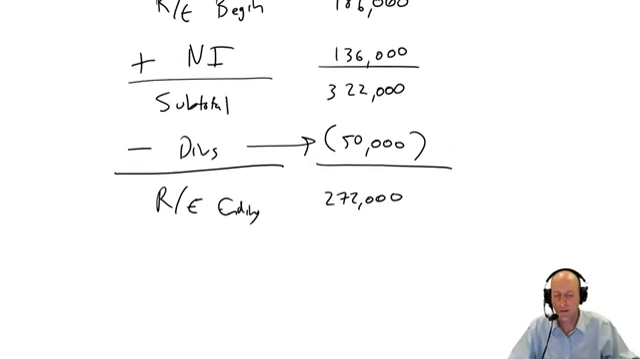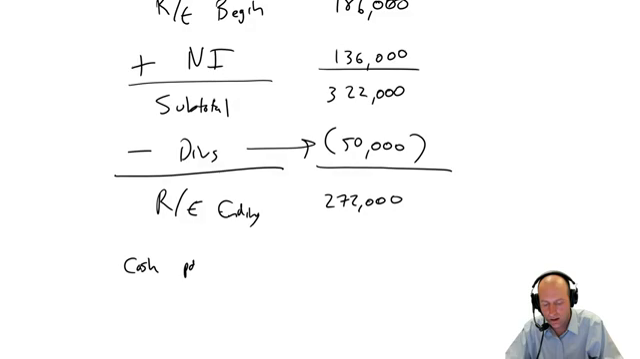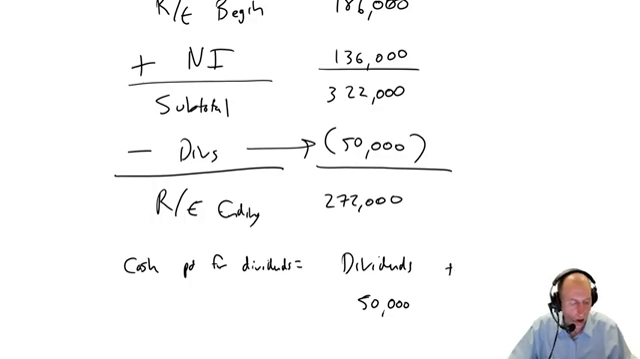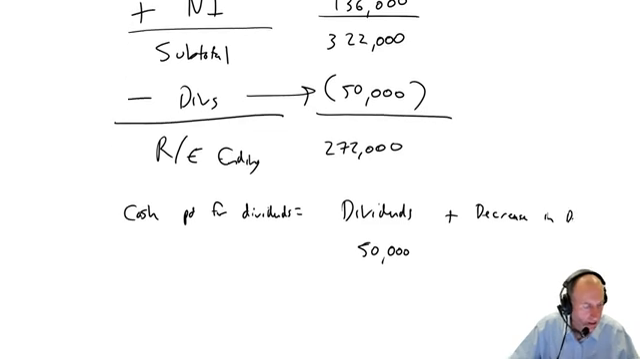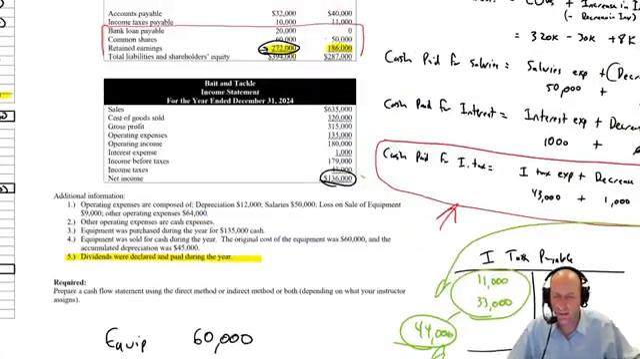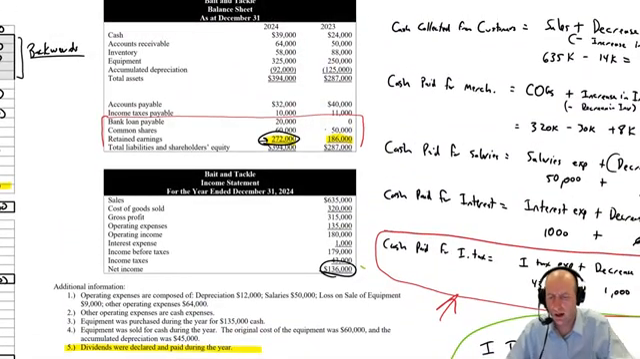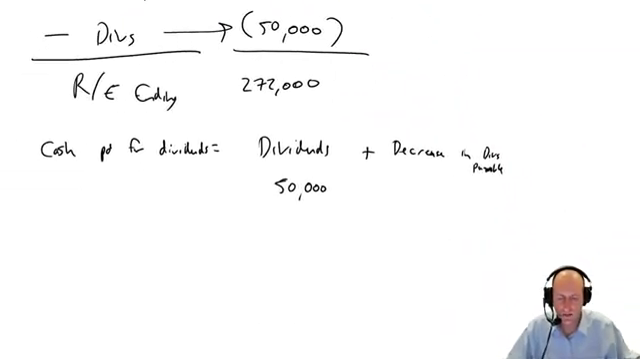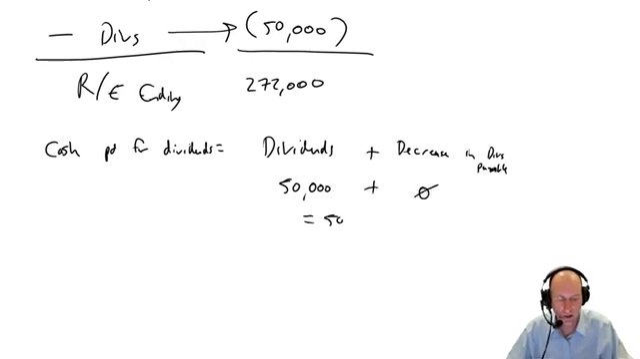Now, there is a formula for cash paid for dividends. Here's the formula. It's dividends declared, which in this case is $50,000, plus decrease in dividends payable. Now, in our company, I don't think we had any dividends payable, did we? No, we did not. I would look under liabilities somewhere, but I'm not seeing it. So in our case, there was no dividend payable, so it's $50,000 plus zero. It's $50,000 is our cash paid for dividends.